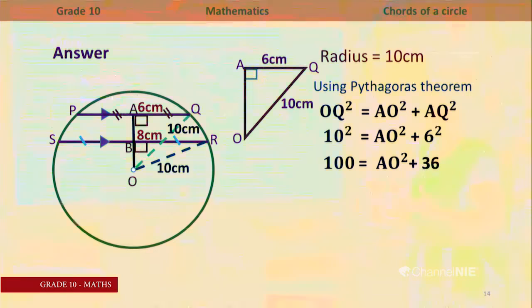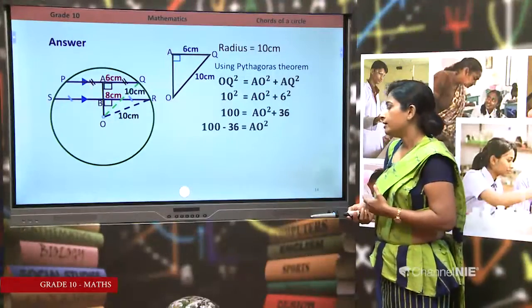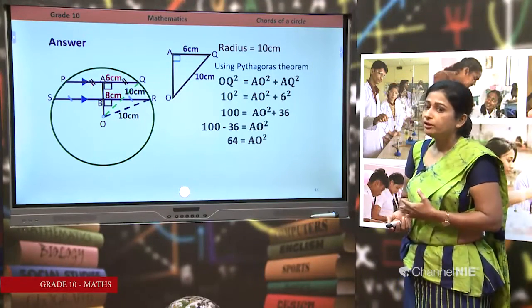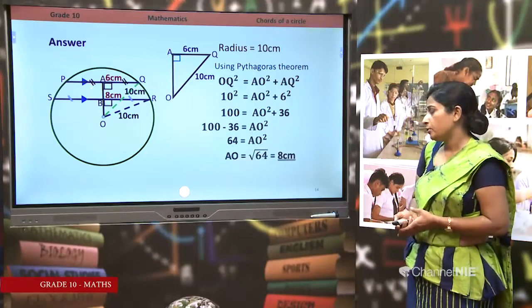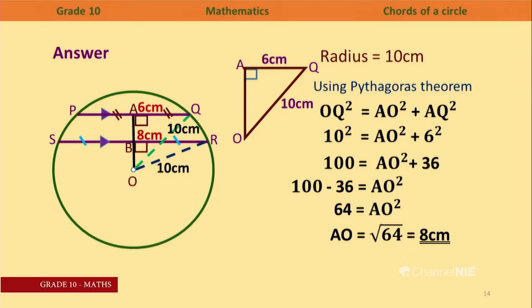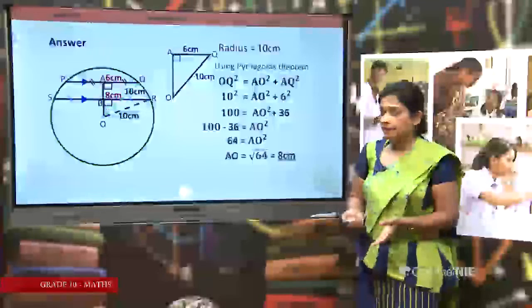Then we find AO squared. AO squared is equal to 64. If AO squared is 64, we can get AO. AO is the square root of 64, that is 8 centimeters. So, we found AO. But still we don't know OB. If we know OB and OA both, we can find AB.